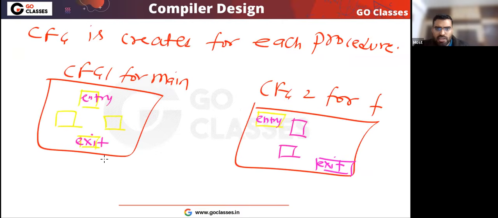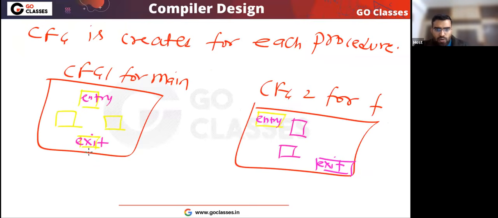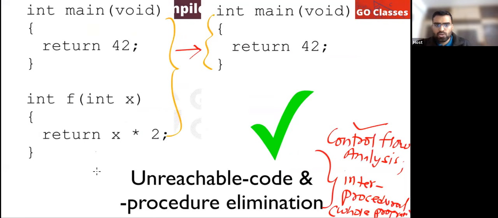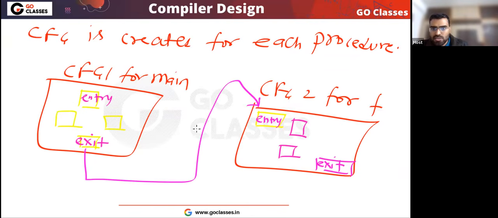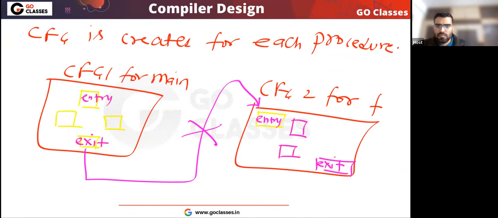Yes. If main is calling F, then there will be an edge like this, from this exit node to the entry node. If main is calling F. Okay, is this clear? So this edge is not there actually. See, this edge is not there. So that is the reason this is an unreachable procedure. This procedure is unreachable. We can't reach it.